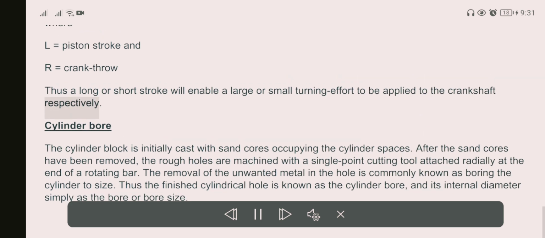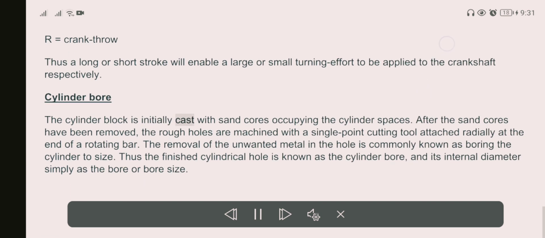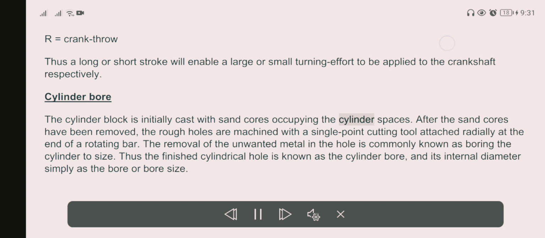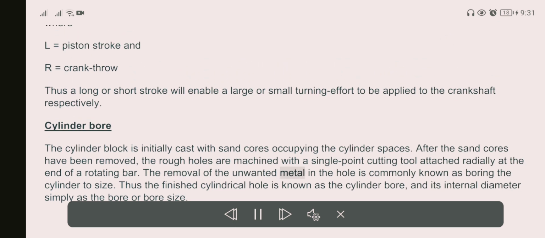Cylinder bore. The cylinder block is initially cast with sand cores occupying the cylinder spaces. After the sand cores have been removed, the rough holes are machined with a single point cutting tool attached radially at the end of a rotating bar. The removal of the unwanted metal in the hole is commonly known as boring the cylinder to size. Thus the finished cylindrical hole is known as the cylinder bore, and its internal diameter simply is the bore or bore size.